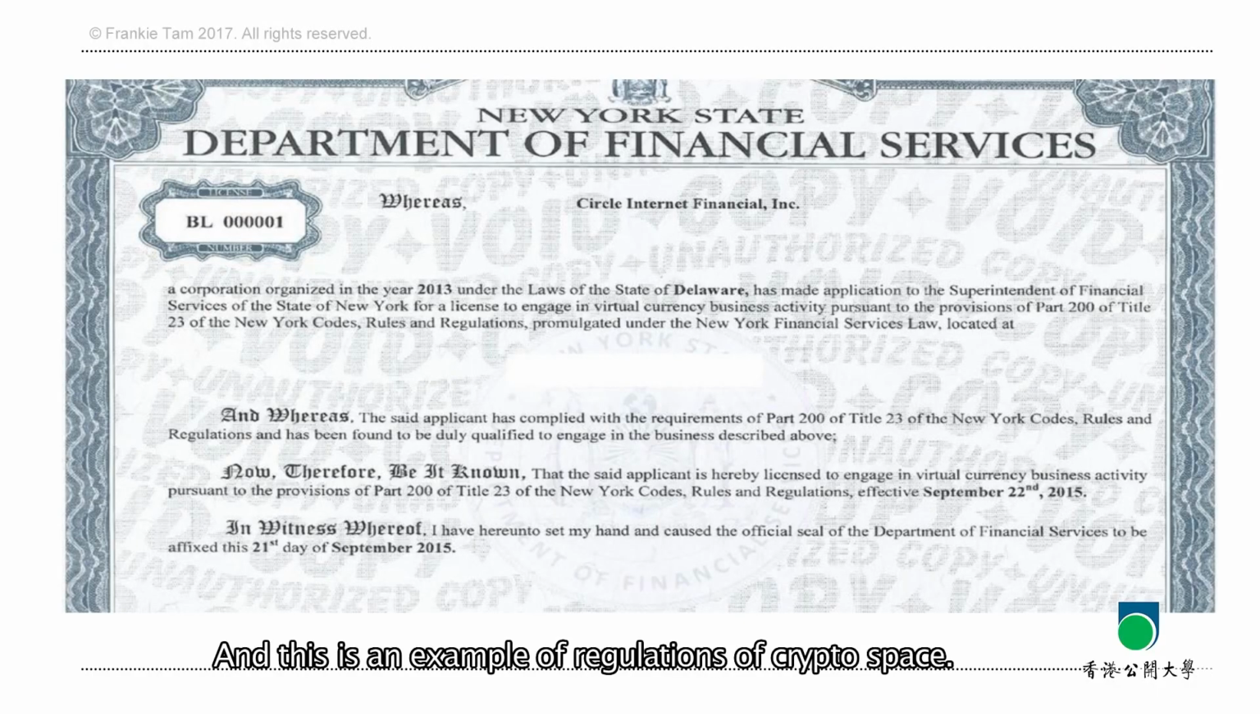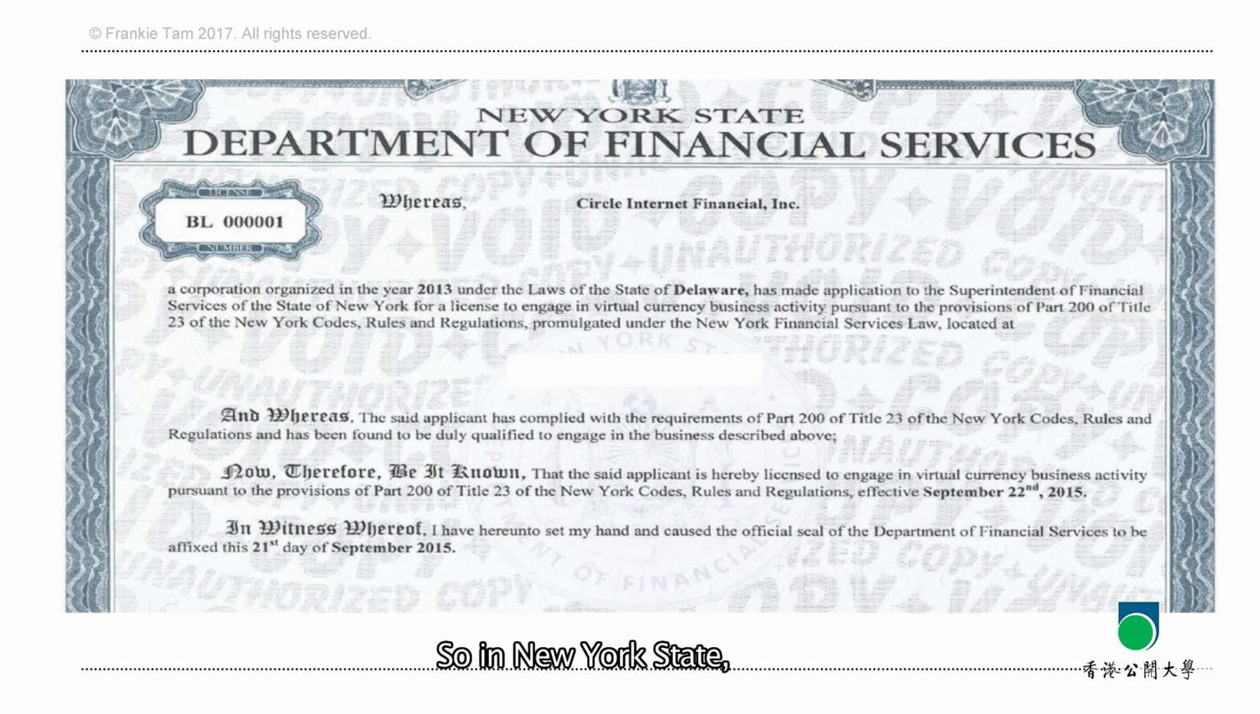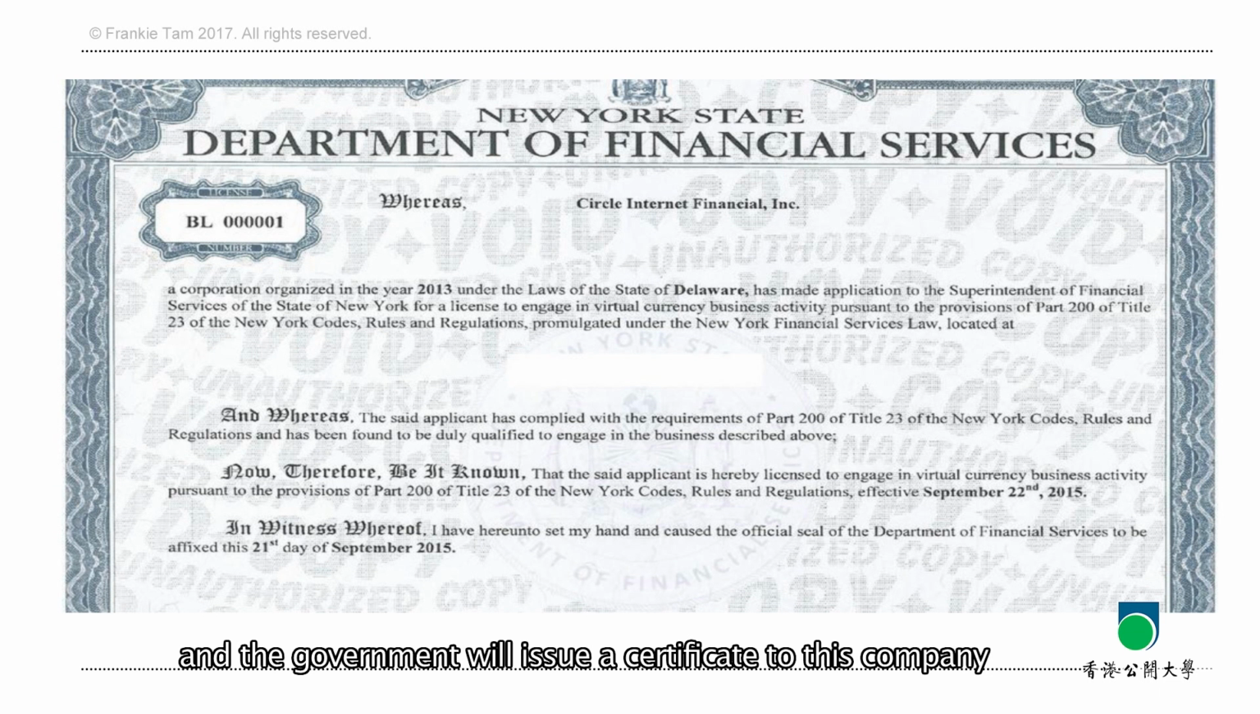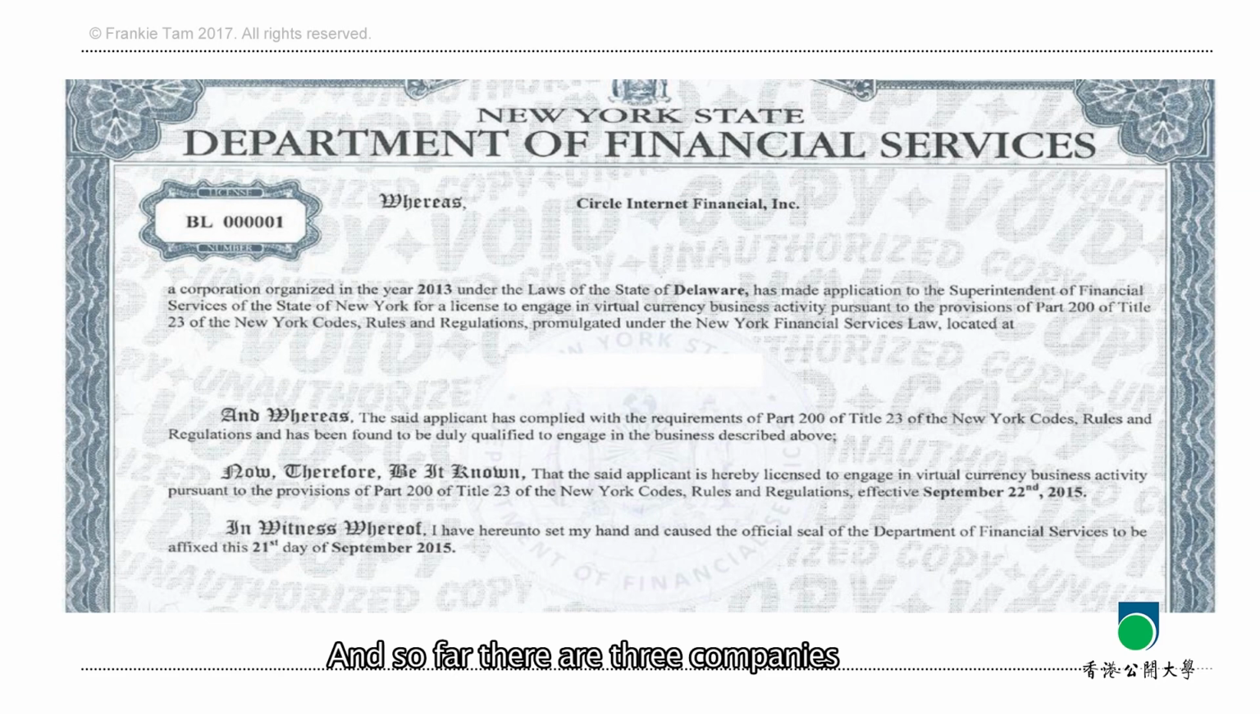And this is an example of regulation of the crypto space. This is the certificate of the BitLicense. In New York State, the government actually regulates it: if you want to open a crypto exchange, the government will issue a certificate to the company wanting to carry out this crypto exchange business. And so far, there are 3 companies that have successfully got licensed.